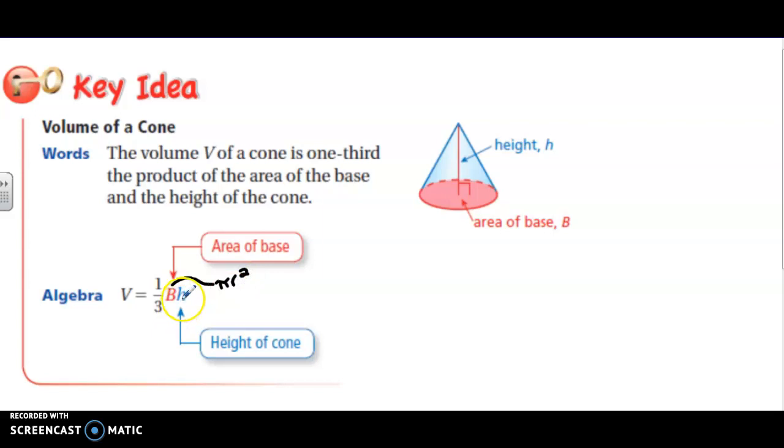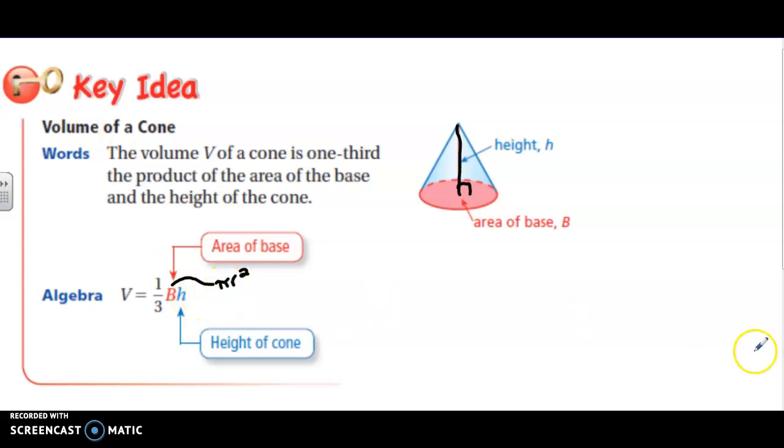And then h is the height of the cone, so from the center of the base to the tip of the cone, there's going to be a right angle here, meaning that this is a straight line going up, so it measures perfectly the height of the cone, the distance between the tip and the base. So you'll notice it's the same thing as a cylinder, except we multiply it by 1/3. So if you had a cone and a cylinder that had the same dimensions, the cone would have a volume that is 1/3 the size of the cylinder. So that's how they're related.